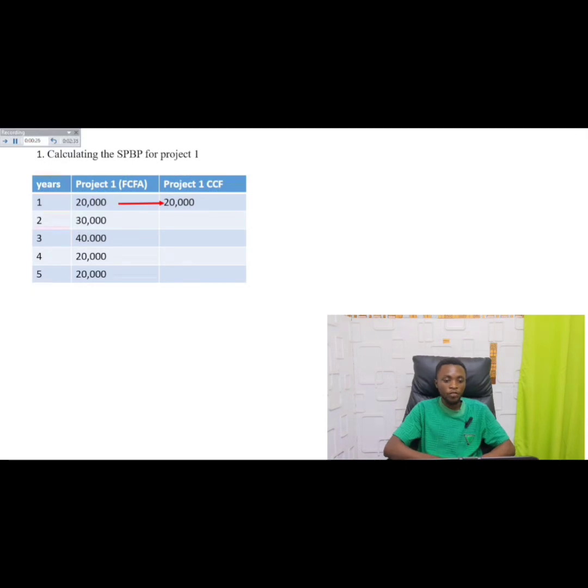To get the accumulation of year 2, we take 20,000 francs plus 30,000 francs, which gives us 50,000 francs. You do the same: 50,000 francs plus 40,000 francs gives us 90,000 francs for year 3. You take 90,000 francs plus 20,000 francs, which gives us 110,000 francs for year 4. You take 110,000 francs plus 20,000 francs, which gives us 130,000 francs for year 5.